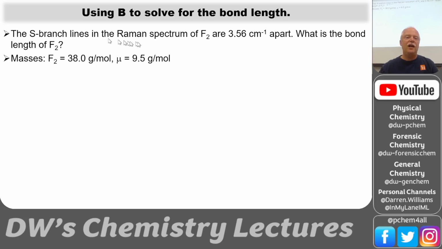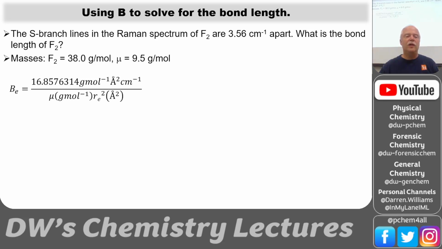So here's an example. The S branch lines in a Raman spectrum for fluorine gas are 3.56 wave numbers apart. What's the bond length of fluorine? Okay, so I can look at that. I can see a fluorine atom is 19 grams per mole, so 2 of those, 38. The reduced mass is 9.5 grams per mole. We'll calculate that in a second.